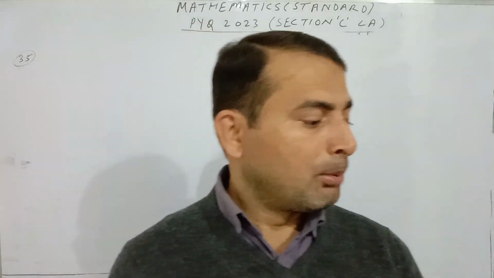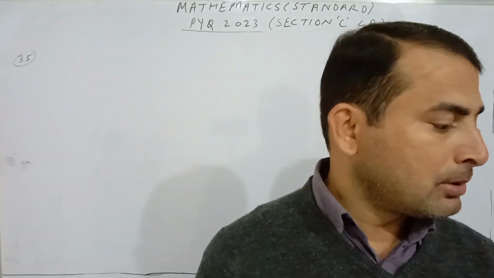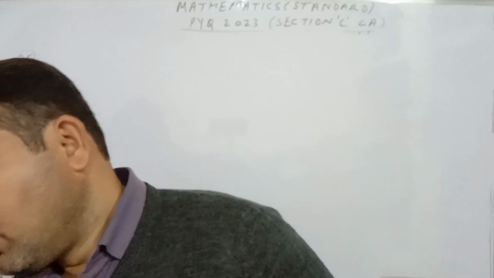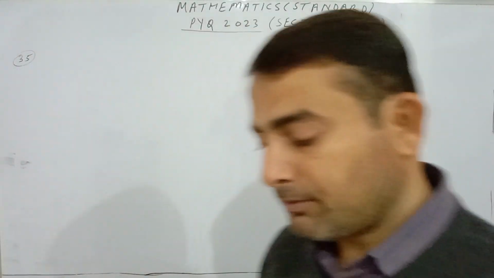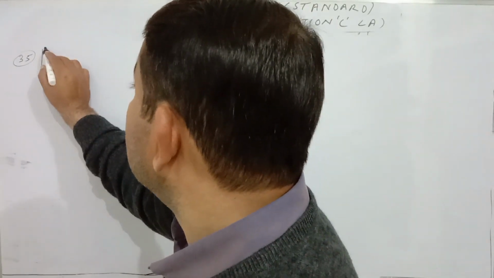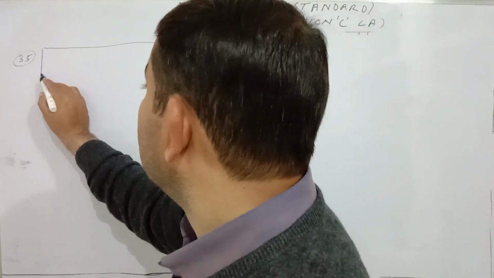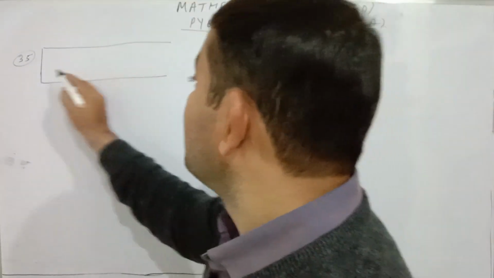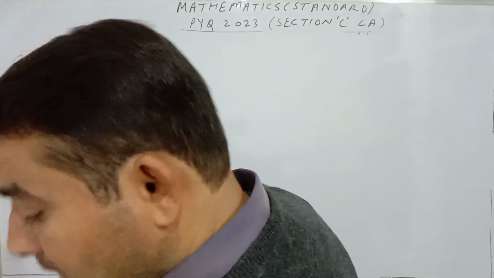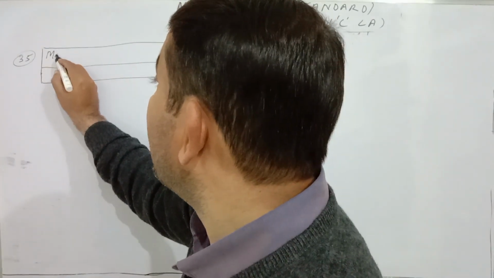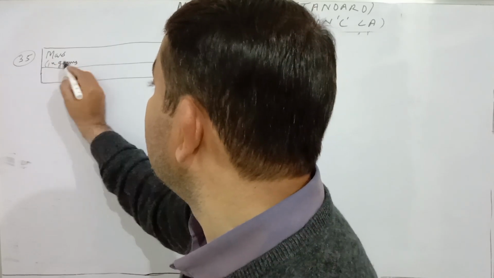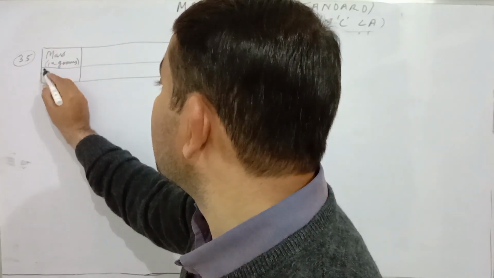250 apples of a box were weighed, and the distribution of masses of the apples is given in the following table. The total number of apples is given, and the masses of the apples are given in the table. So we will note down the table which is given. The table has mass in grams, and number of apples.